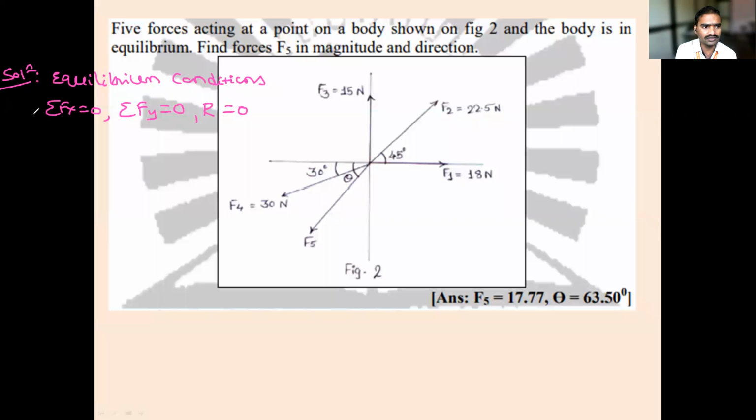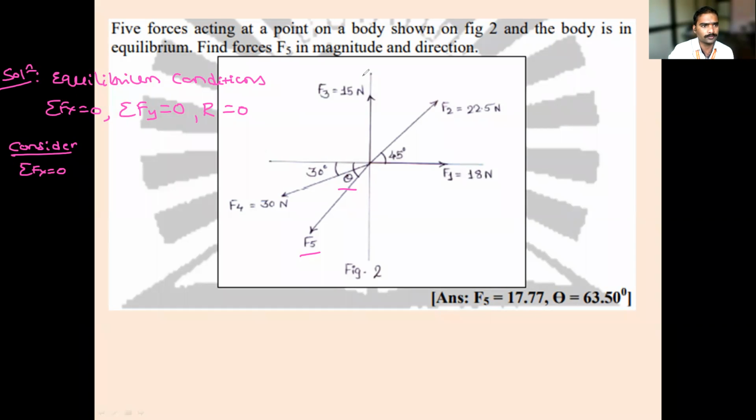See, sigma Fx you have to find out, sigma Fy you have to find out. Okay, so there are 2 equations, 2 unknowns. You will get the F5 and theta. Okay, so first I will consider sigma Fx is equal to 0. Okay, so now start from the F1 along horizontal. How much is it? All of you consider.